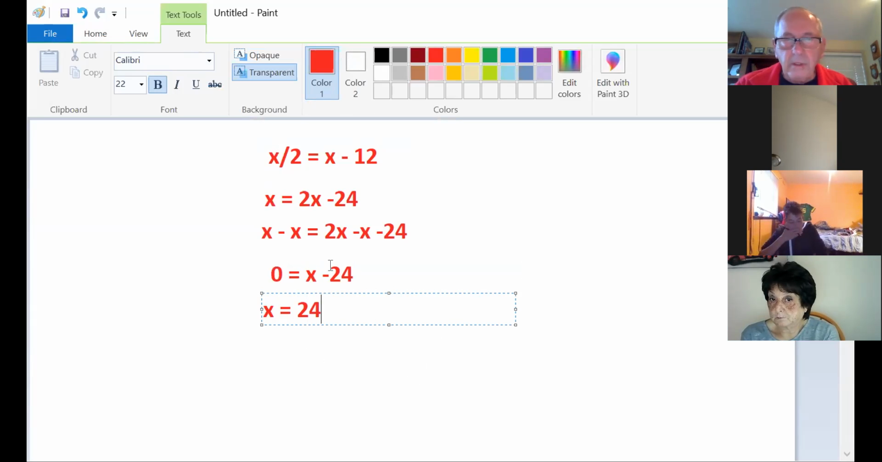Does that make sense? All I'm doing is just solving for x. And I'm getting rid of the fraction by multiplying everything by 2. You can keep the fraction. You can go ahead and move it over, but it's cleaner just to get rid of those denominators, right? So you just end up with whole numbers on top, and you just solve for x. Okay. Does that make sense?